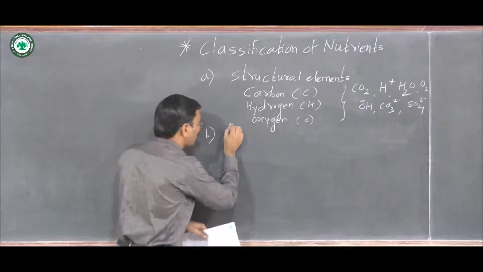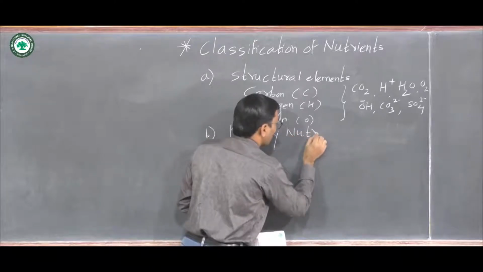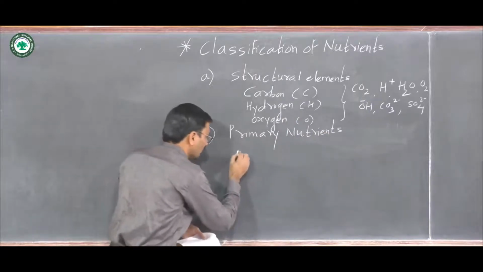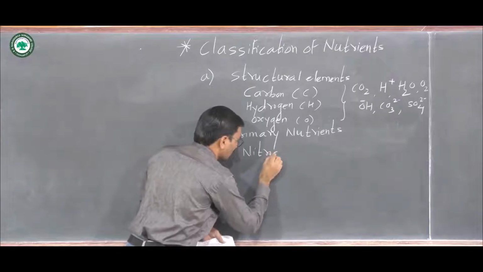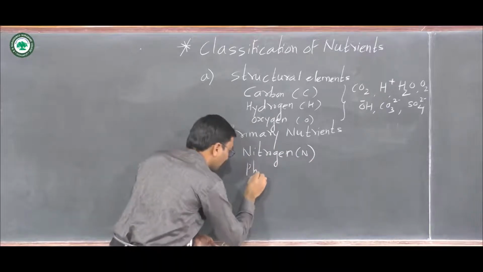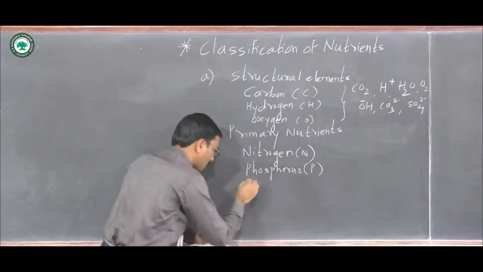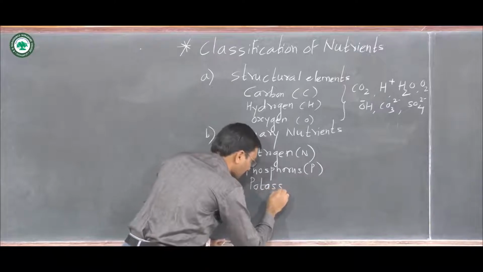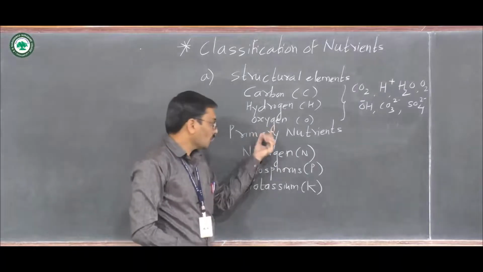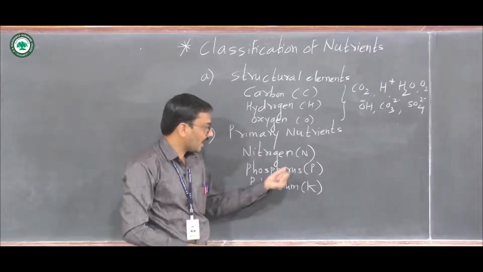Second type is primary nutrients. These primary nutrients include nitrogen, that is N, then phosphorus, that is P, and last is potassium, that is K. Primary nutrients include nitrogen, phosphorus and potassium, or in short form we generally refer to them as NPK.